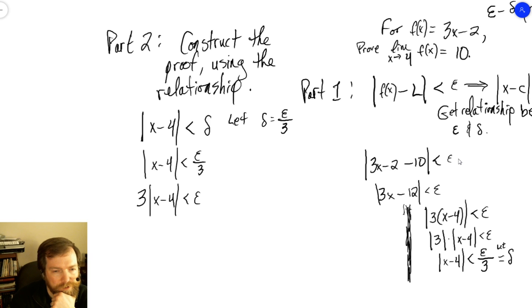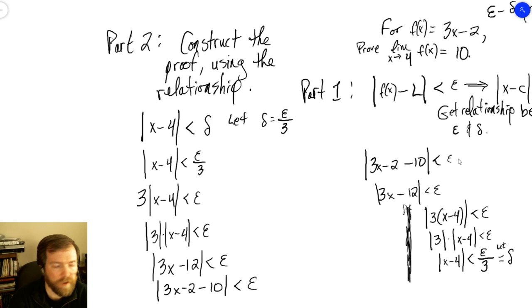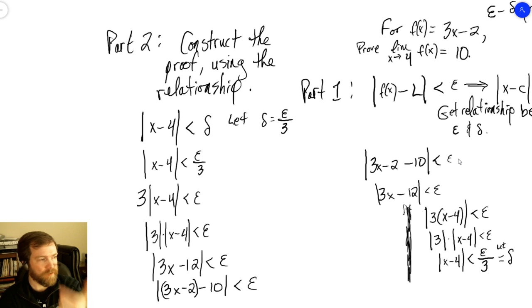Multiply in your 3, so this is the absolute value. Technically you could do absolute value of 3 times the absolute value of x minus 4 first. That's not so big of a deal, but you know, some people prefer that. This is the absolute value of 3x minus 12 is less than epsilon, which is now absolute value of 3x minus 2 minus 10, less than epsilon. So now we've shown that the function f of x, 3x minus 2, now has a distance from this particular point, or from this particular function to 10, which is less than epsilon.